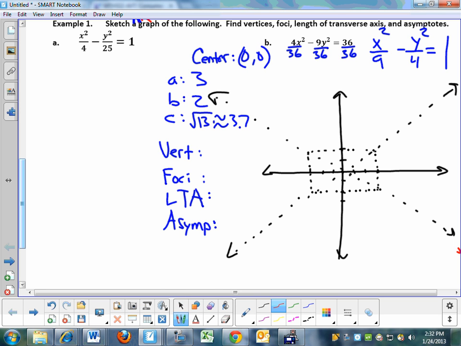So the vertices, do they go on the top of the box or sides of the box? Why? Because x squared is positive. It's the first one, so it goes on the side of the box right here. Do I now have enough information to actually draw the graph? I sure can. So you can see this one is much sharper, more narrow. The other one was very wide. Okay.